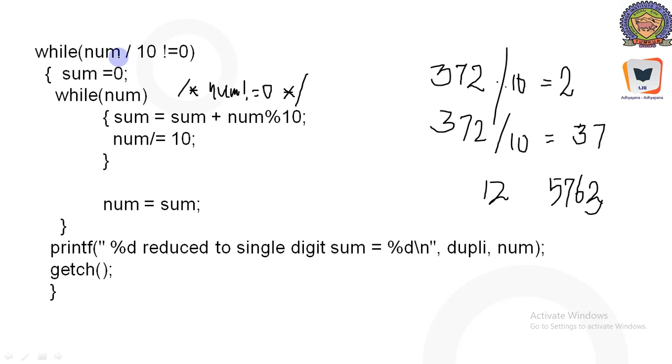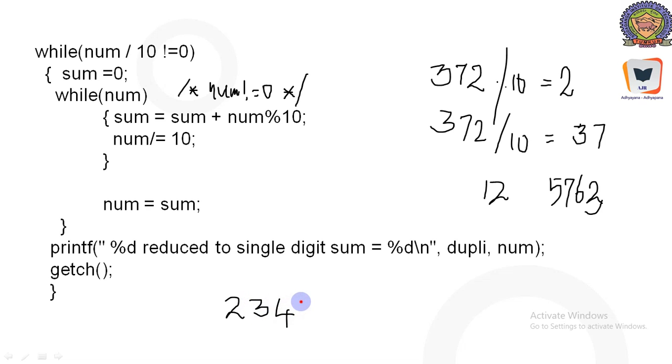And once again num goes over here. Num by 10 not equal to 0. Definitely if it is 21, 21 by 10 is not equal to 0 because it is 2. Then once again the same procedure will be adopted. Sum is set to 0 once again because we need to get 2 plus 1. This is a totally different value of the sum that we are going to obtain in each cycle. Let us say it is 2, 3, 4, 5.